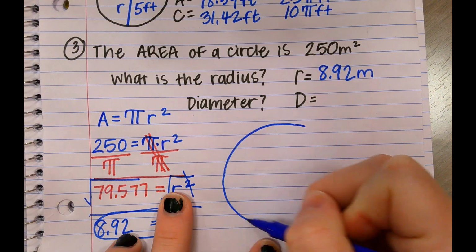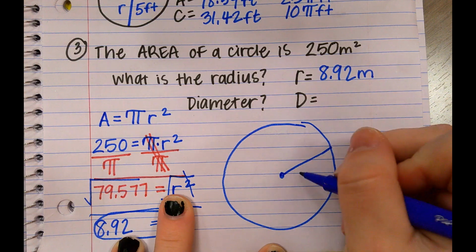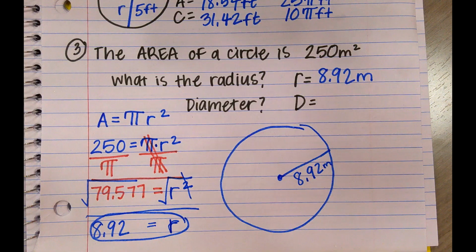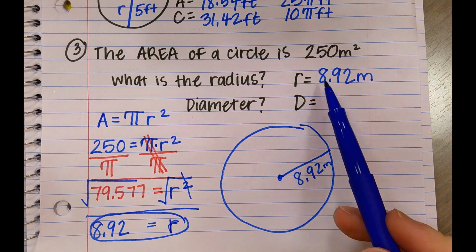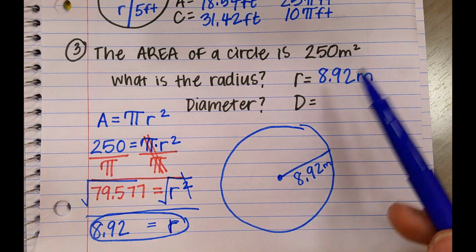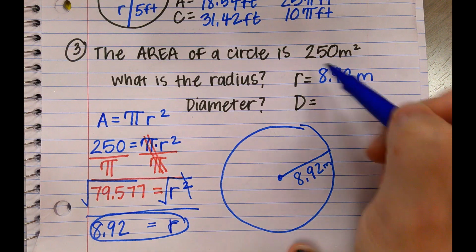Sometimes it helps to draw a picture. Here's my radius, 8.92 meters. Since the radius would be basically half of the diameter, wouldn't it just be you add both sides of that together? Yes, that's perfect. Because the radius is exactly half of the diameter, I can just take that radius times 2, or I can do the radius plus the radius. That gives me the diameter.